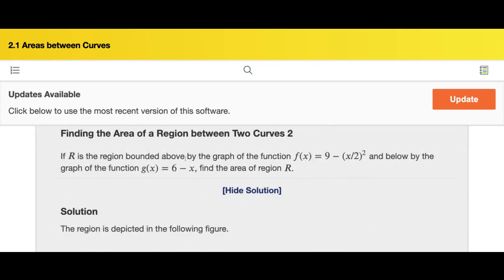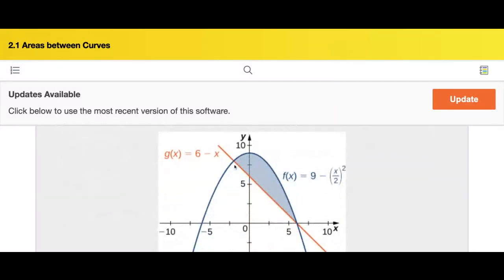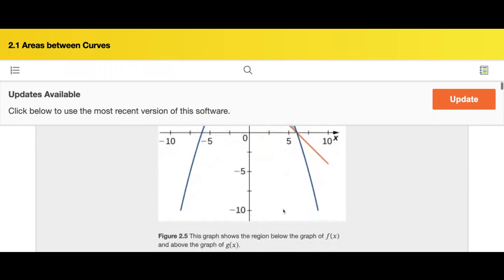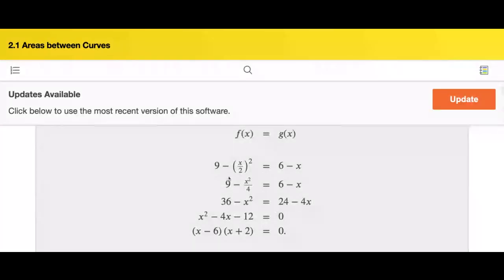So the region is bounded by those two graphs, those two functions. That means we have to find our lower limit and upper limit. How do we find the lower limit and upper limit? If the two graphs intersect, they have to have the same point. So we just set those two functions equal. When the two functions are equal, they intersect. So we set them equal to each other and solve for x.